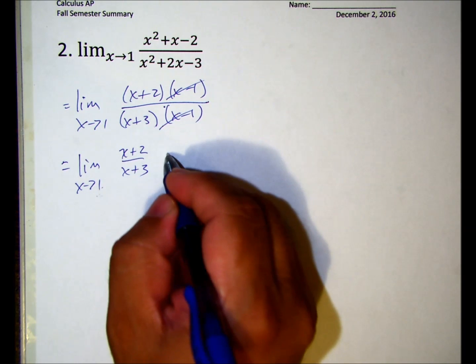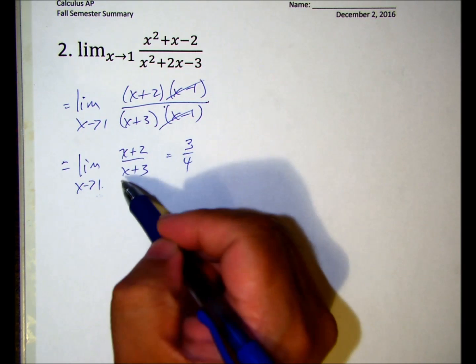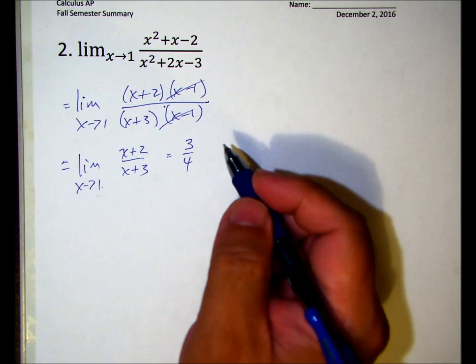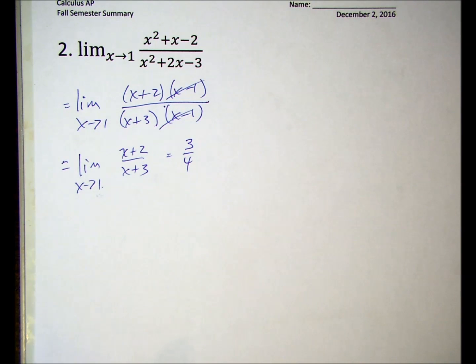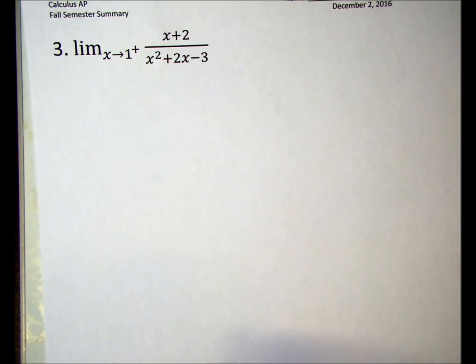Alright, so now I can just plug it in. So that's going to be 3/4. If I plug it in, 1 plus 2 is 3, 1 plus 3 is 4. That's number 2. Let's see if we can do number 3. I know, sorry, that's kind of disgusting.